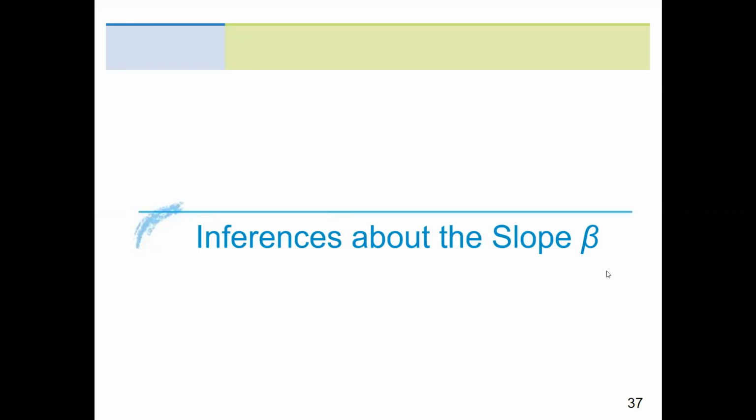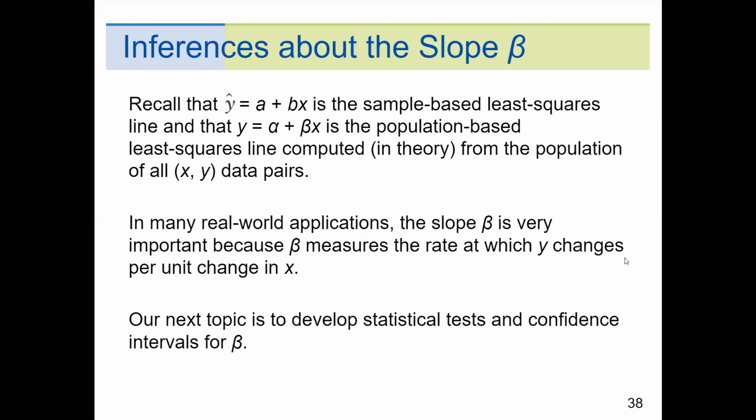Inferences about the slope beta. Recall that y hat equal to a plus bx is the sample based least squares line, while y equal to alpha plus beta x is the population based least squares line computed in theory from the population of all xy data pairs. In many real-world applications, the slope beta is very important because beta measures the rate at which y changes per unit change in x. Our next topic is to develop statistical tests and confidence intervals for beta.